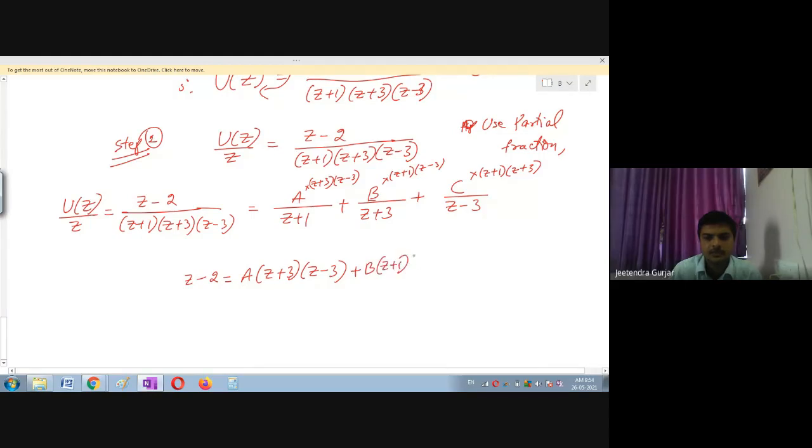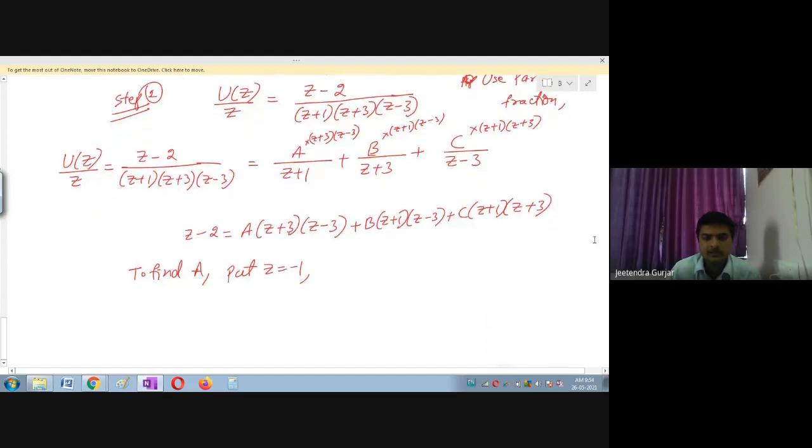So I'll take here z plus 1, z minus 3 plus C, z plus 1, z plus 3. So I want to find A. To find A, what I have to do? I have to put z is equal to minus 1. Yes. So you can just look at the equation, students. If I put here minus 1, this will become 0. And this will become 0 because plus 1 and minus 1 will become 0.